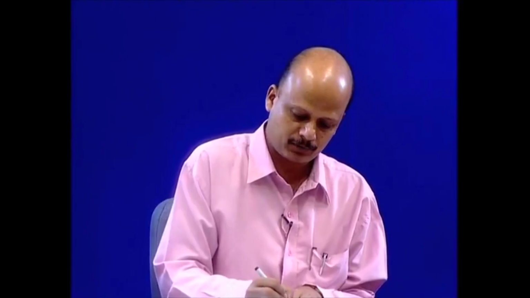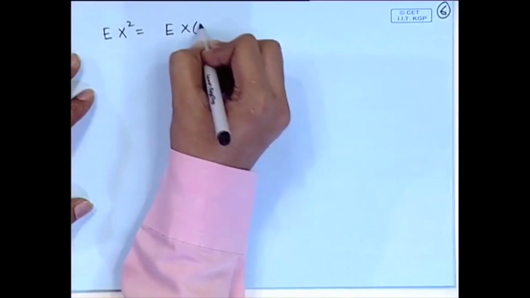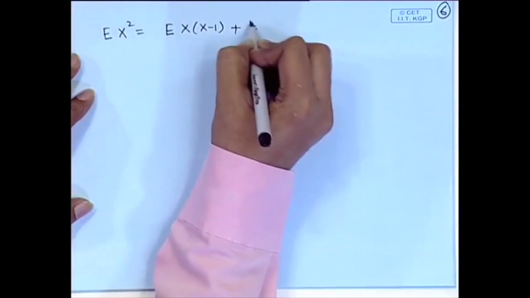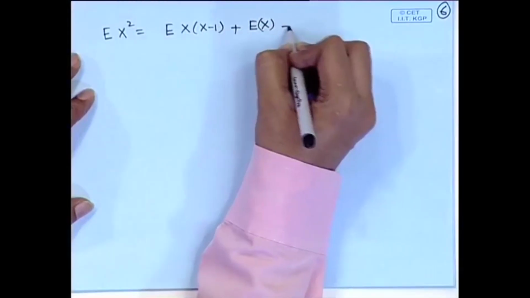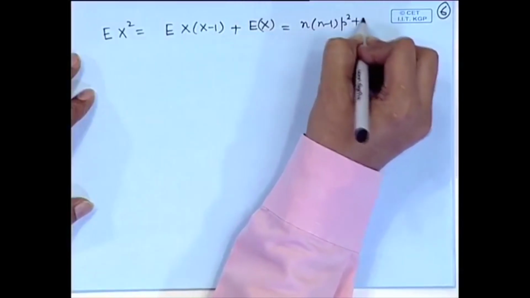So, we may utilize this to calculate the expectation of x square, because the expectation of x square is the expectation of x into x minus 1 plus the expectation of x, and we substitute these terms. So, it is n into n minus 1 p square plus n p.